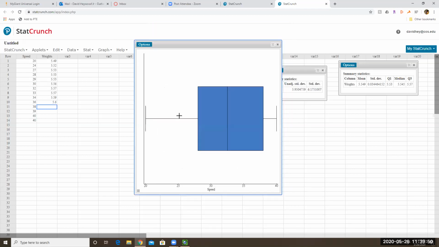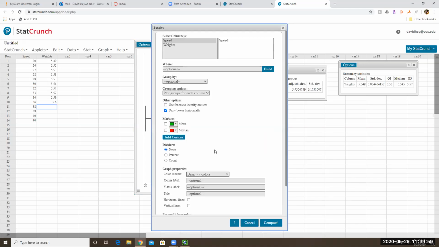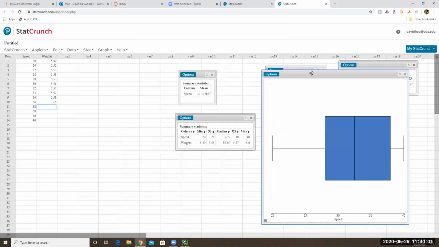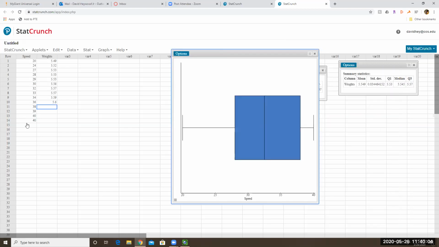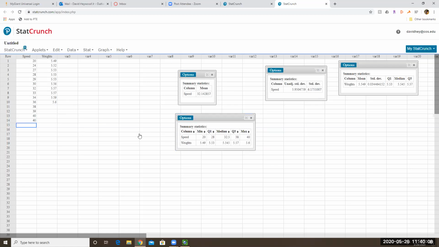But what I wanted to show you is that on this particular problem, we didn't have any outliers. So it doesn't really matter if you click use fences to identify outliers or not. It doesn't change the graph. But let's say that you did have an outlier. I'm going to come back here and change the data a little bit. I'm going to add an observation. When we computed the fences, the lower fence I think was 13 and the upper fence was 53. So let's say someone was running through this construction zone at 60 miles per hour. That's definitely an outlier, right?